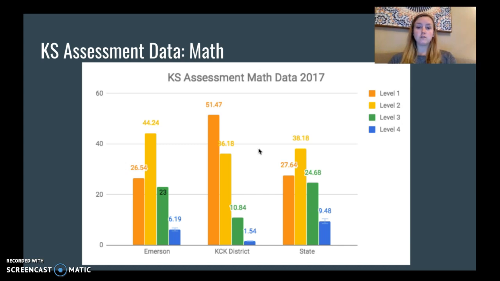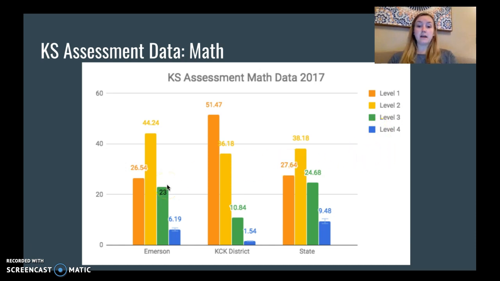For those of you who aren't familiar with the Kansas assessment rating system, a level 1 reflects a very limited understanding of the material, level 2 reflects a basic understanding of the material, level 3 reflects a proficient understanding, and level 4 reflects an excellent or exceptional understanding. So in order for your students to be considered at grade level, you would want them to be at either a level 3 or a level 4.